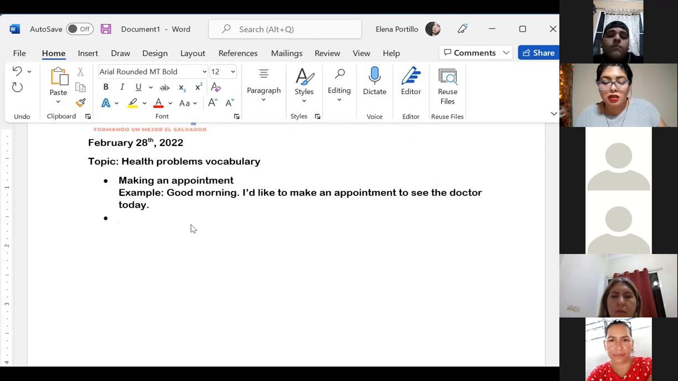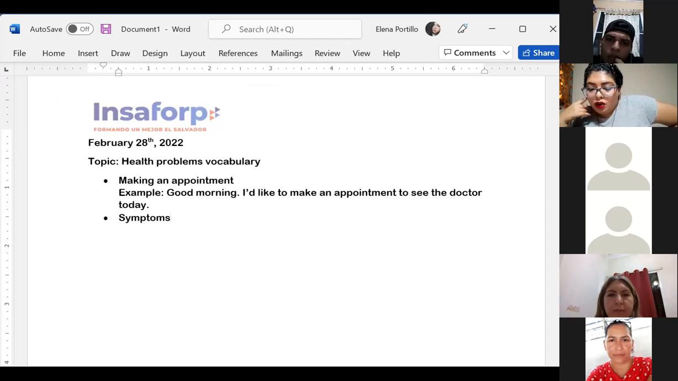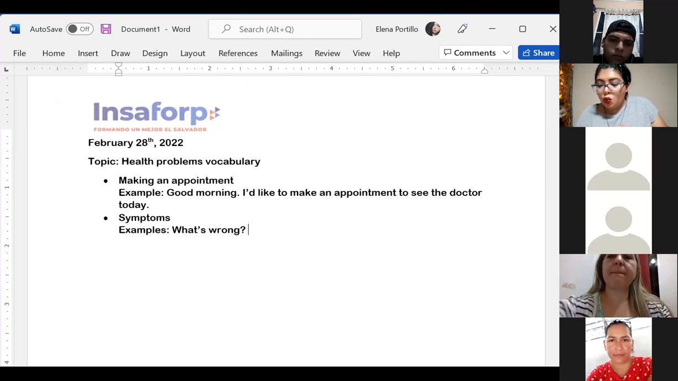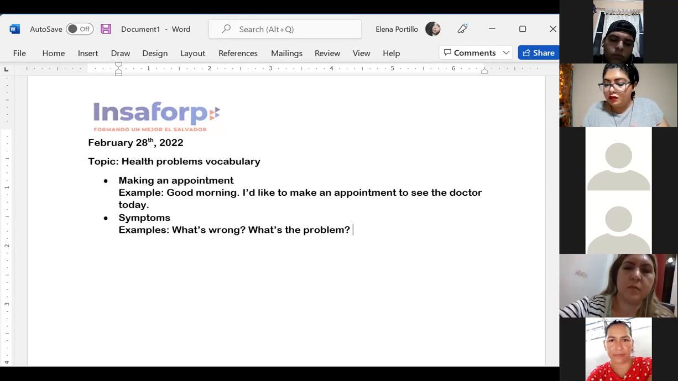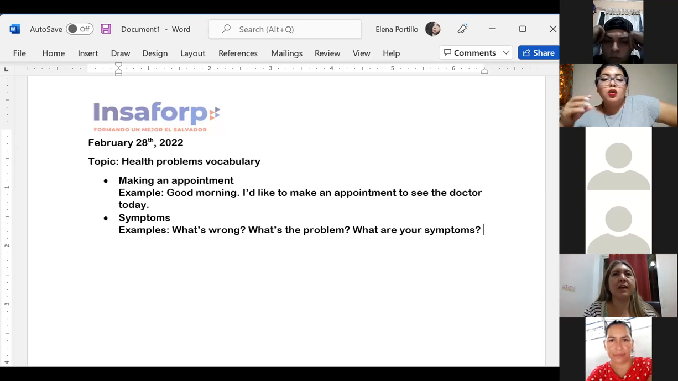The second expression is symptoms. When you see the doctor, he or she might ask you some questions, as an example: What's wrong? What's wrong or what's the problem? A more specialized question is, what are your symptoms? So those are questions that the doctor can ask when we go to the clinic and say that we don't feel very well. They can say, what's wrong? What's the problem? Or what are your symptoms?